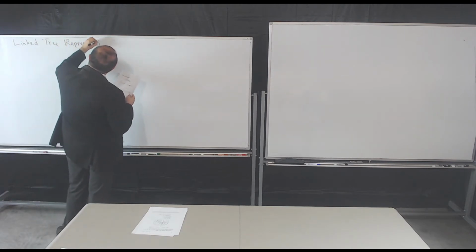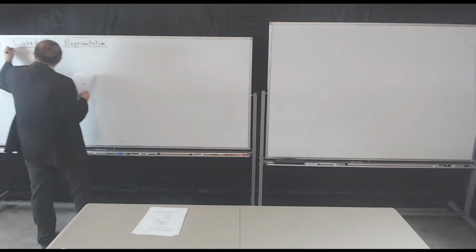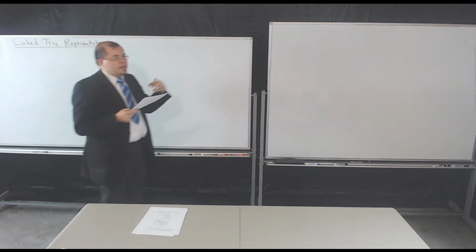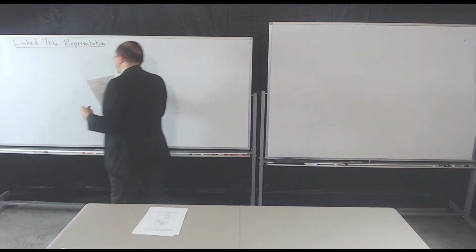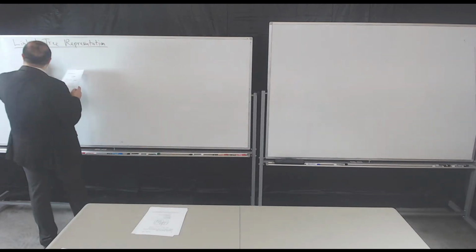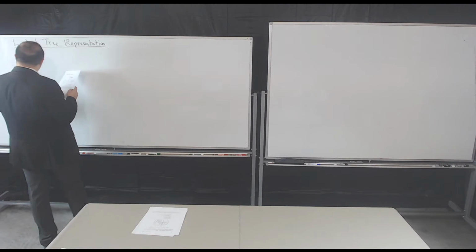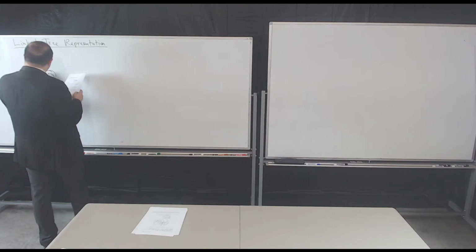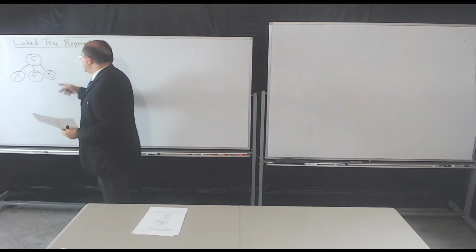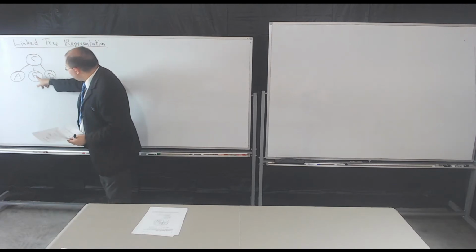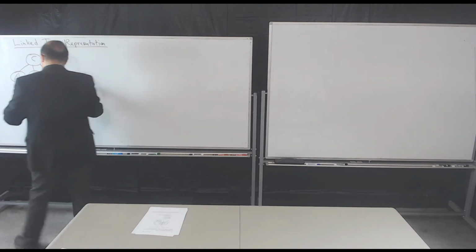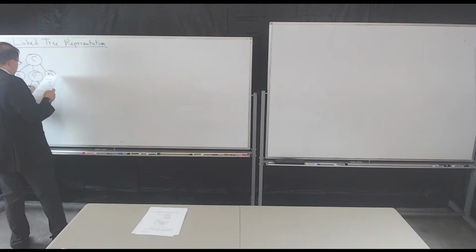A linked tree representation. Kind of like when we talk about a linked list or a linked structure, we're going to be using that type of idea. So imagine I give you a tree that looks like this: C, A, F, D. By the way, what are the children of C? A, F, and D. What's the parent of F? It's C, right?